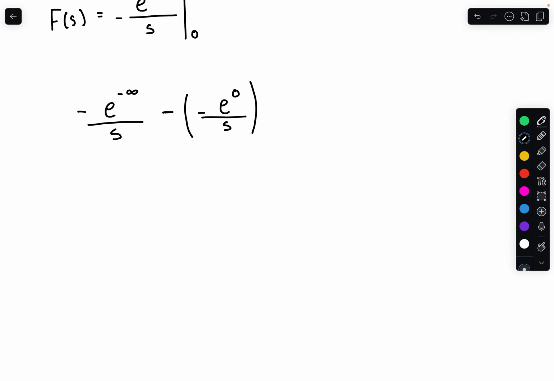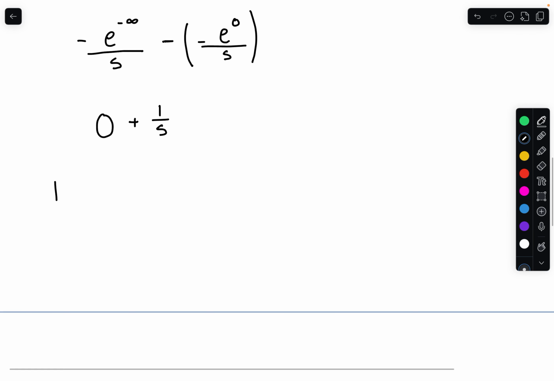E to the negative infinity is the same thing as 1 over e to the infinity, which is going to be 0. So what we get is 0 minus a negative number, so really plus e to the 0, which is 1, so 1 over s. And what we get is that the Laplace transform of 1 is equal to 1 over s.